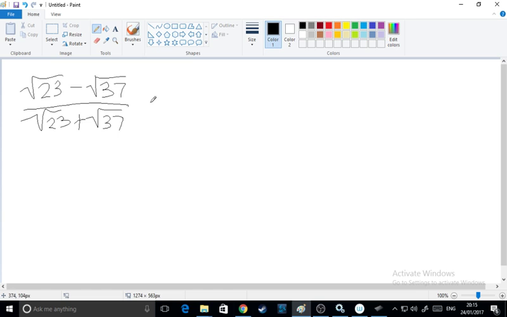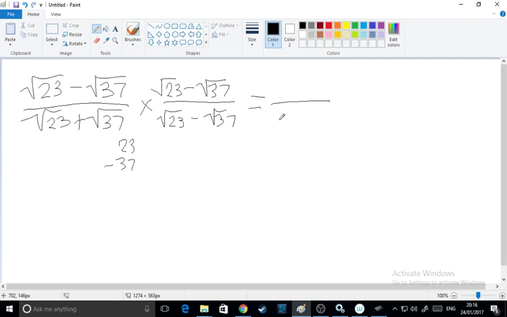The last question in mixed exercise 1I, and it's going to be rationalizing the denominator. Because this is a plus here, we have to do root 23 minus root 37. Remember, just do the double brackets multiplication. Root 23 times root 23 is 23. Minus root 37 times root 37 is minus 37. Then the root 23 times root 37 terms would cancel out, so we have 23 minus 37. That should give you minus 14, if I'm correct.